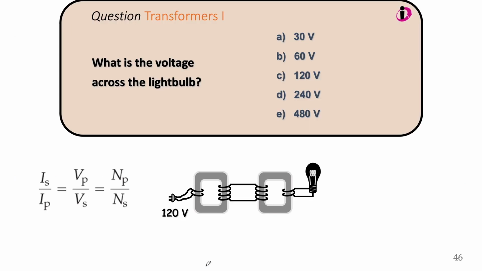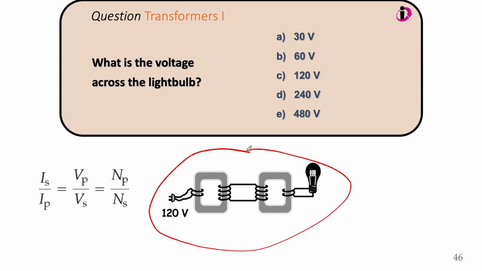So let's look at these problems. Now we have this setup. The question is, what is the voltage across the light bulb? You provide 120 volts here. What would be the voltage here? We can look at the turns. The number of turns here is 2, and the number of turns here is 4. So the primary is 2 divided by the secondary is 4, so a 1 to 2 ratio.